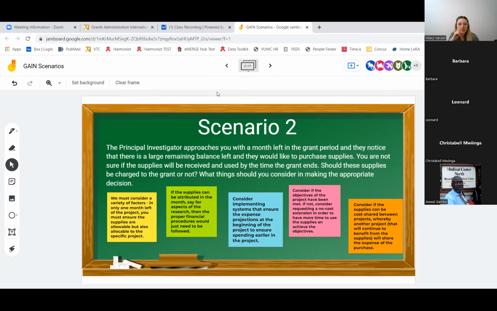So the principal investigator approaches you with a month left in the grant period. They notice that there is a large remaining balance left and they would like to purchase supplies. You are not sure if the supplies will be received and used by the time the grant ends. Should these supplies be charged to the grant or not? What things should you consider in making this decision?